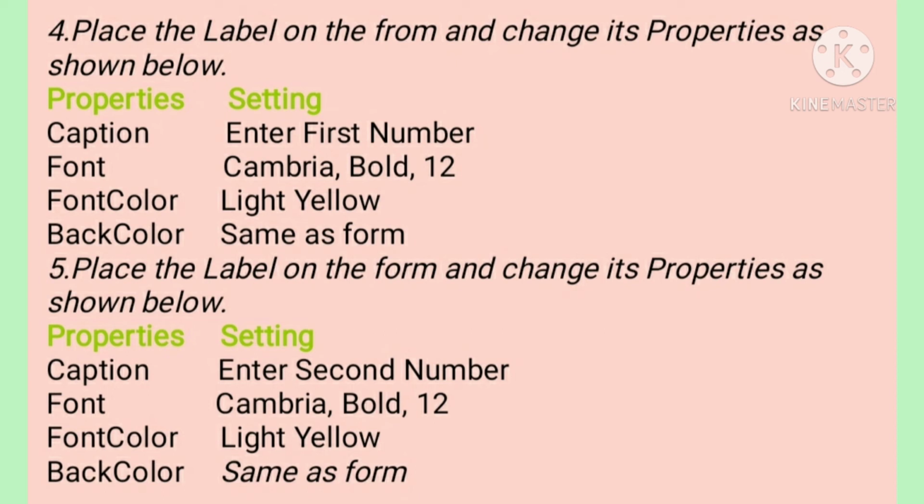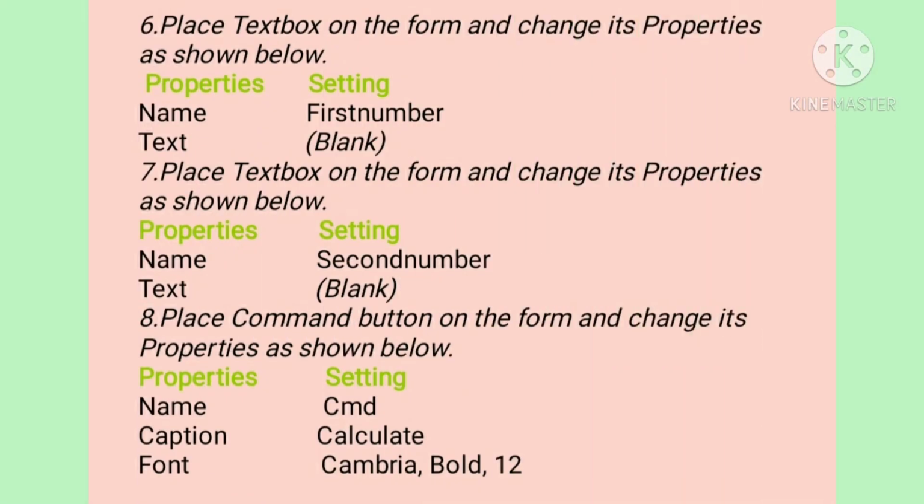Now we are going to place second label control on the form and change its properties. Caption. Enter second number. Font. Cambria bold 12. Now we will place a text box on the form and change its properties. Name first number. Text blank. Now we will place one more text box on the form and change its properties. Name second number. Text blank.